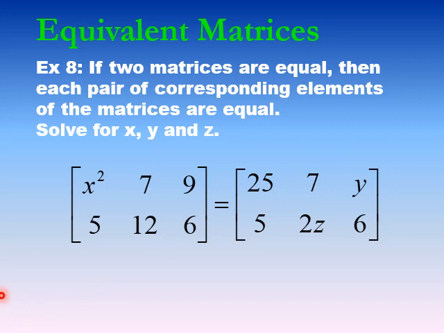All right, so 2 matrices are equal when each pair of corresponding elements of the matrices are also equal. So use that idea to solve. For example, we have 5 is equal to 5, and 6 is equal to 6, and 7 is equal to 7. That means x squared must equal 25, and y must equal 9, and 2z must equal 12. So simply create those three little equations and solve for those.